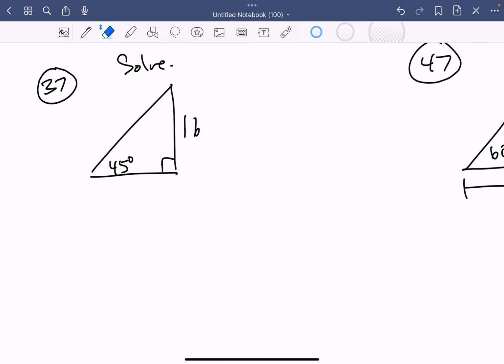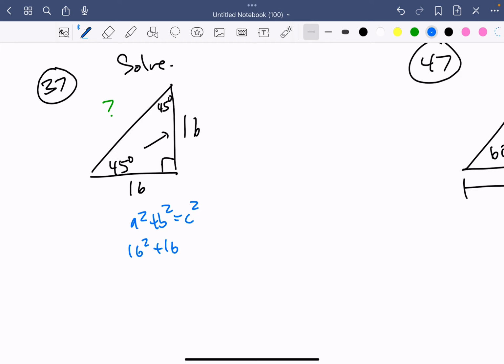So I guess in this case, I know that across from the 45 is 16, right? And since this is a 45/90, this must also be a 45, so that means this is also going to be 16. So really the last thing I have left is this side. So that means if I take a squared plus b squared, I'm going to get c squared. So it's 16 squared plus 16 squared equals c squared.